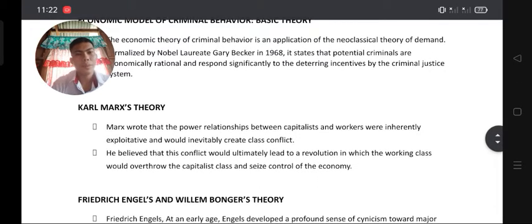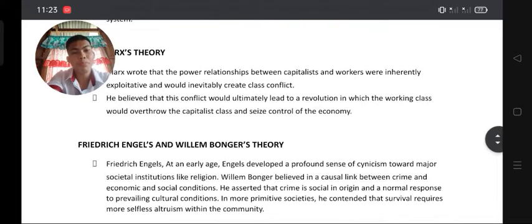The next is Karl Marx's theory. Marx wrote that the power relationship between capitalist and worker was inherently exploitative and would inevitably create class conflict. He believed that this conflict would ultimately lead to a revolution in which the working class would overthrow the capitalist class and seize control of the economy.